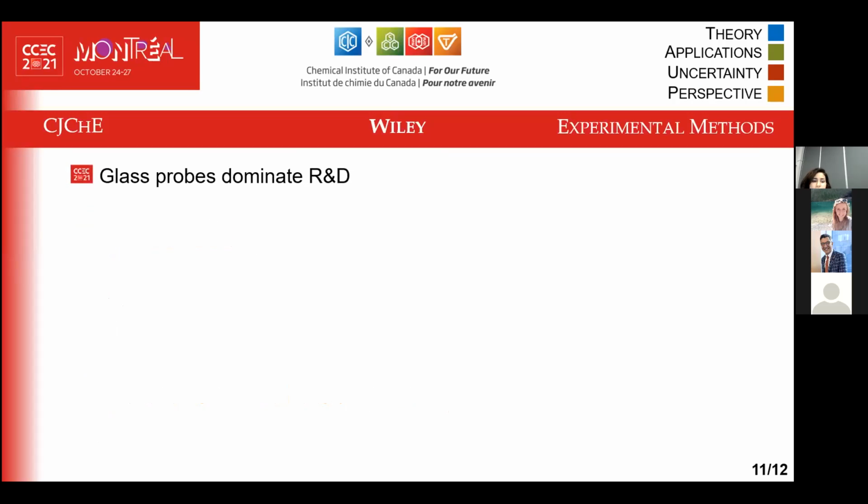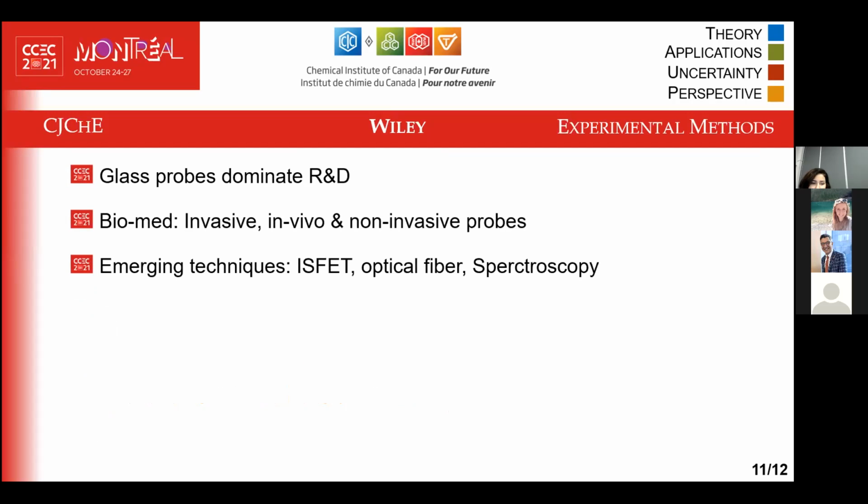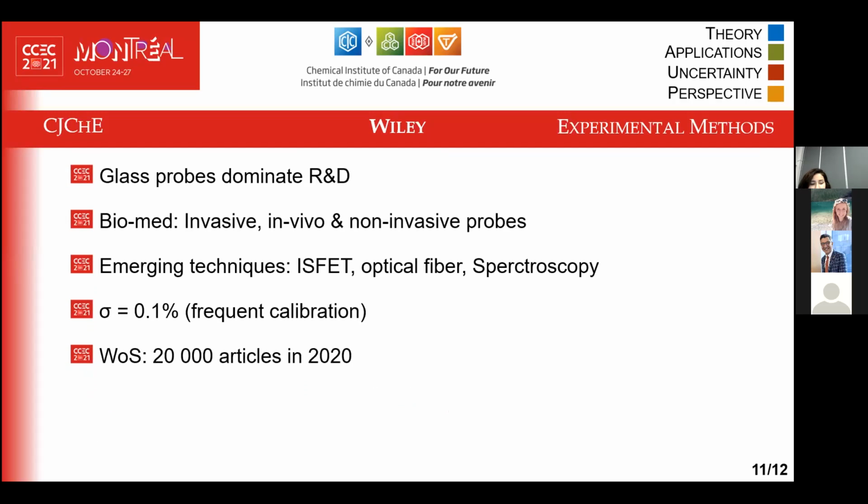So to wrap up, glass electrodes still dominate R&D despite their shortcomings. Biomedical applications require invasive, in vivo, and non-invasive probes. Emerging techniques are ISFETs, optical fibers, and spectroscopy. The standard deviation for glass electrodes approaches 0.1%, but frequent calibration is required. And to show the importance of pH, we saw that Web of Science indexed 20,000 articles only in 2020 that mentioned pH as a keyword.